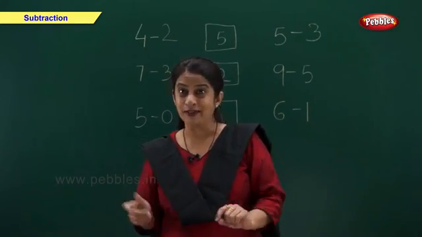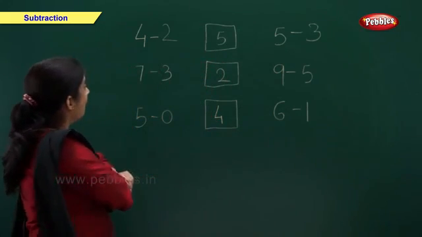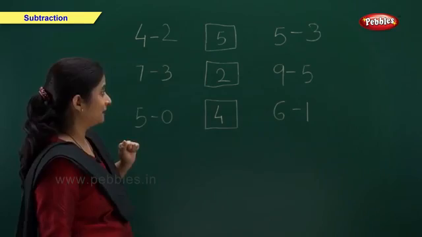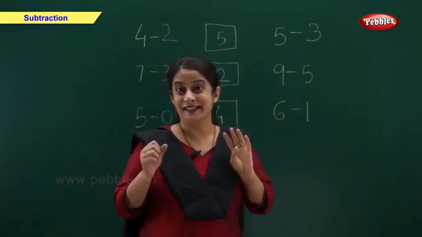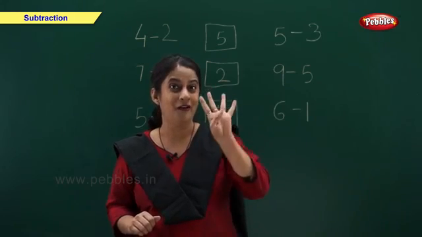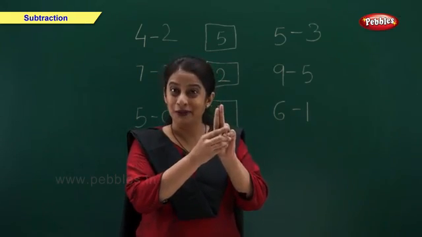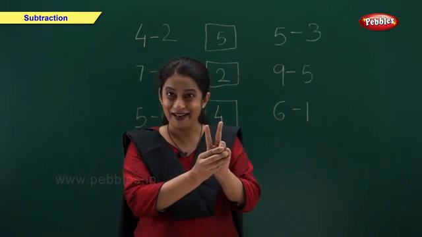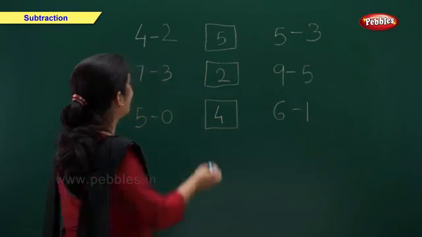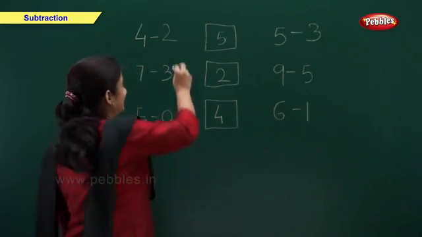Now let us count and match the columns. We have 4 minus 2. So let's count first. 1, 2, 3, 4. 4 minus 2. 1, 2. So how many left? 2. You're right. So 4 minus 2 is equal to 2.